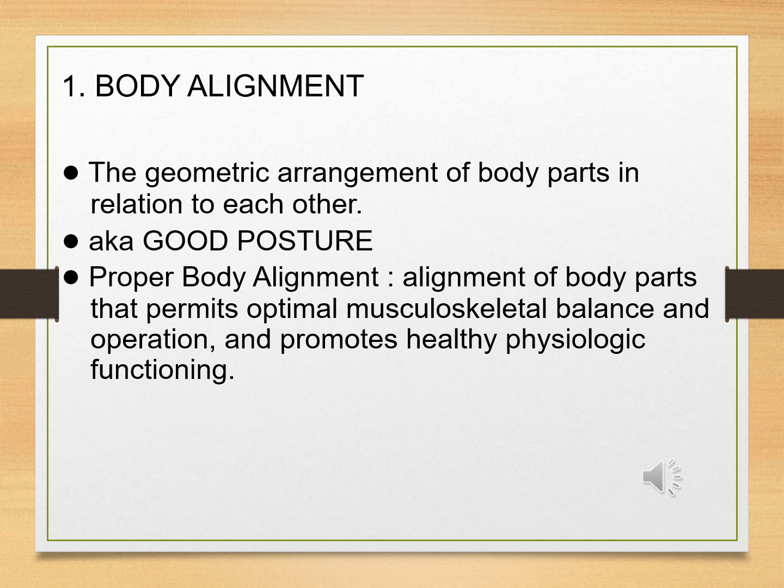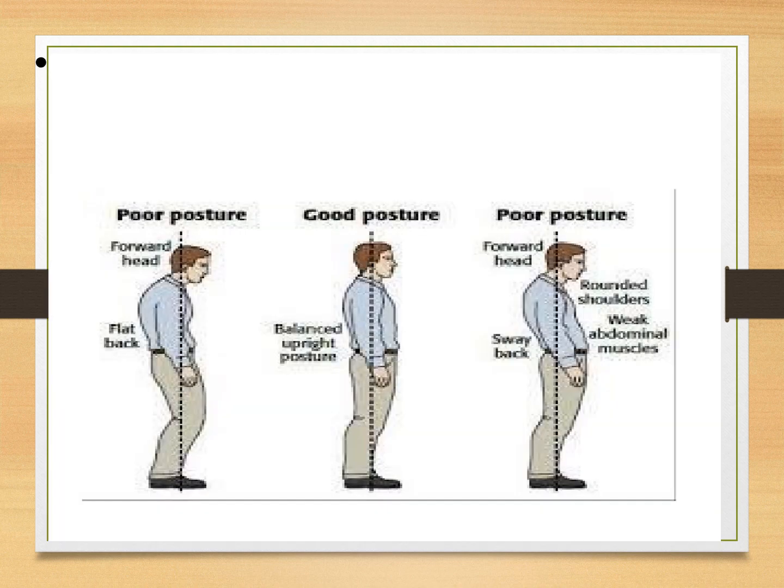For body alignment, it describes the geometric arrangement of body parts in relation to each other, aka good posture. Proper body alignment involves alignment of body parts that permits optimal musculoskeletal balance and operation, thus promotes healthy physiologic function. In this slide, you could differentiate what is a good from a bad or poor posture.